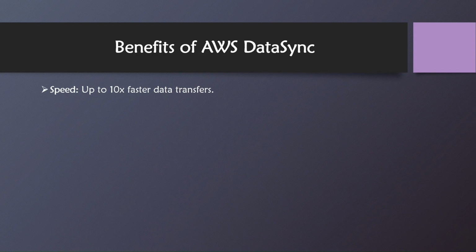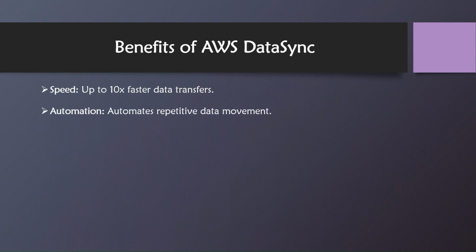AWS DataSync uses a highly optimized, parallelized transfer protocol that can move data up to 10 times faster than traditional methods, such as manual transfer or using basic tools like rsync. This speed is achieved through efficient data handling and minimizing network latency, making it suitable for transferring large data sets quickly, whether it's from on-premises to AWS or between AWS services.